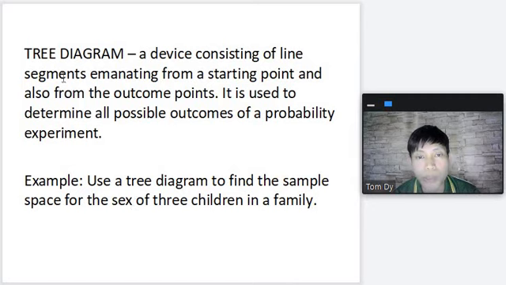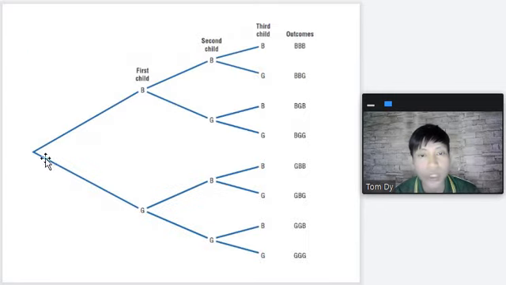a family. Remember, a tree diagram is a device consisting of line segments emanating from a starting point. It is used to determine all possible outcomes of a probability experiment. Okay, so again, we go back to our example. Use a tree diagram to find the sample space for the sex of 3 children. So this is our example.